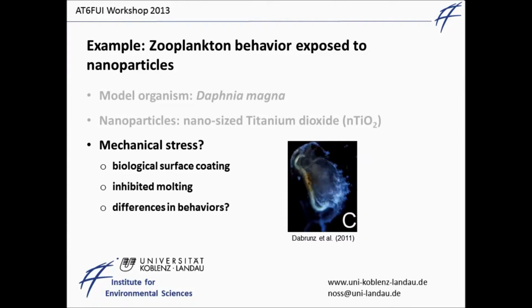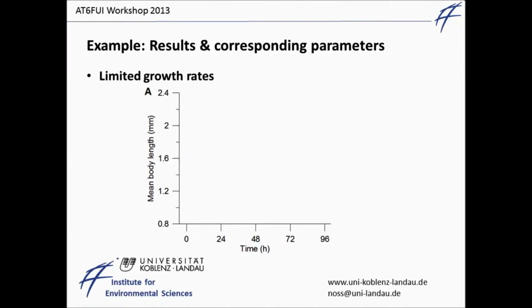And it was our aim to investigate the mechanical stress it causes to the zooplankton. André Dabruns already showed that the animals were coated by this material and their molting was inhibited. The impact, especially on the behavior, was still unknown, but other behavior-related properties were also affected. For example, the growth rate. You can see here the body length plotted over the time of the experiment.